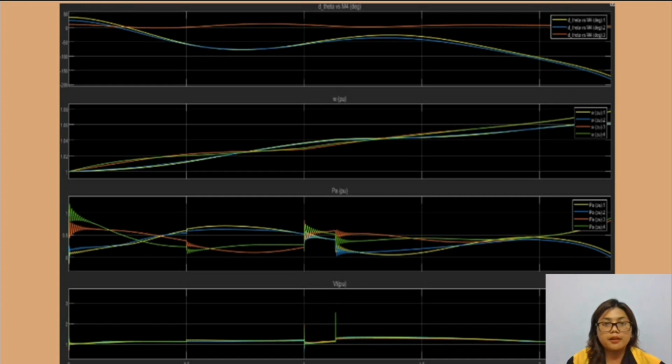The system starts running and after reaching 0.5 seconds, the circuit breaker will close. So for the rotor angle, the system becomes unstable. For the rotor speed graph, the system almost regains stability. While for the power graph, it failed to maintain stability because of the sudden increase at 0.5 seconds, which leads to the breakdown. For the voltage graph, initially it is stable, but between 1 and 1.2 seconds, there is a voltage spike, and after that, it becomes stable.